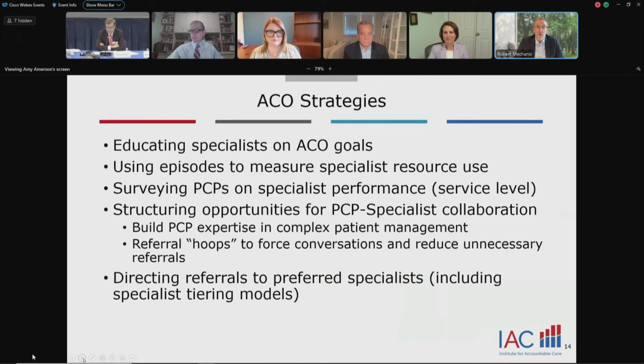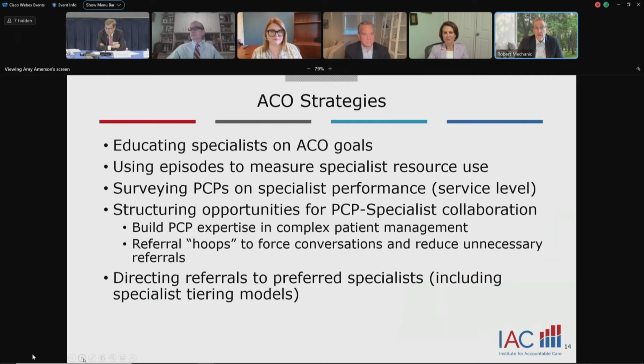So what are ACOs doing and what are ACOs thinking about? These are four things that have been referenced to us commonly. One is getting out there and trying to meet with the specialists, talking about their goals, trying to find ways that they can collaborate, and telling them what the ACO is trying to do. Second piece is using episodes to measure specialist resource use. Most individual organizations don't purchase episode groupers or run their own data, though a handful do. They'll work with different contractors to look at specialty care.